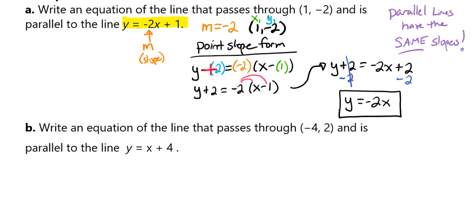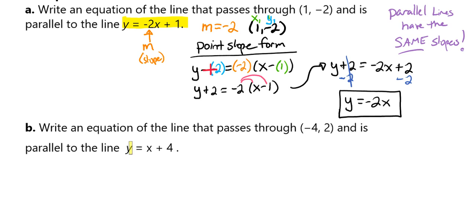Let's take a look at this second example. It says write an equation of a line that passes through negative 4, 2 and is parallel to the line y equals x plus 4. I want you to try this one on your own. So go ahead and push pause and do the problem. And then when you're done, push play and let's see if you were right.